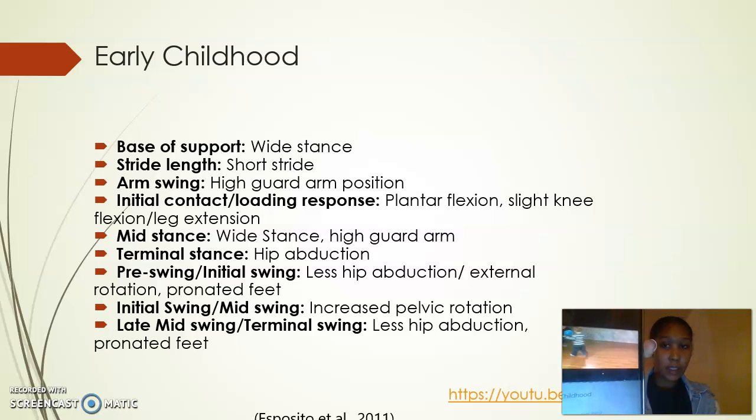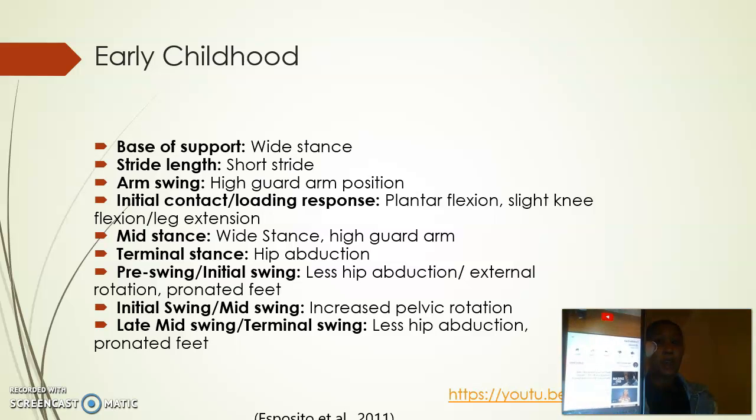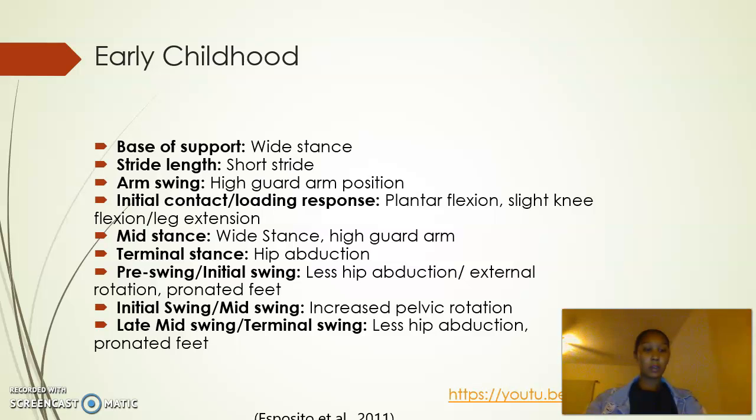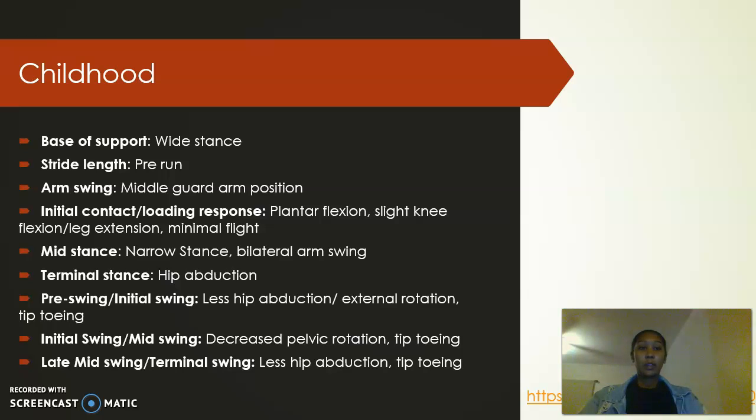There's some external hip rotation, and they also have pronated feet. In the initial swing, there's increased pelvic rotation, and towards the late mid-swing and terminal swing, there's less hip abduction. Next, I'm going to continue on with the childhood gait.